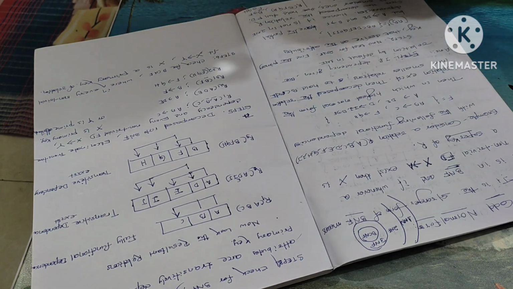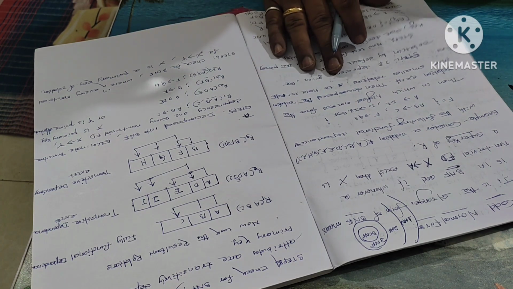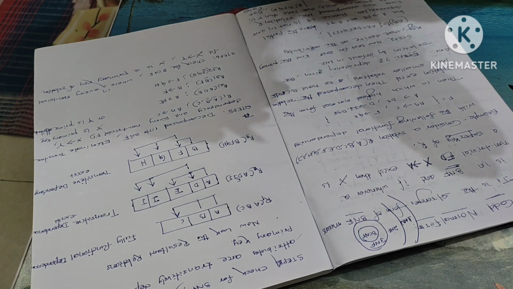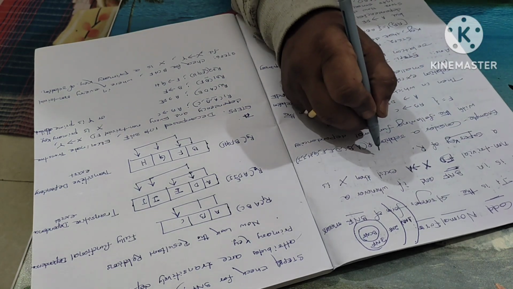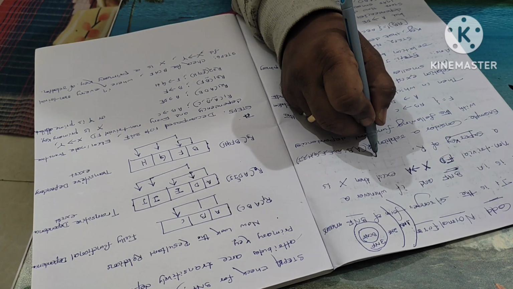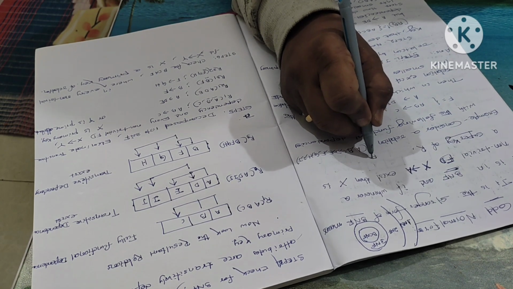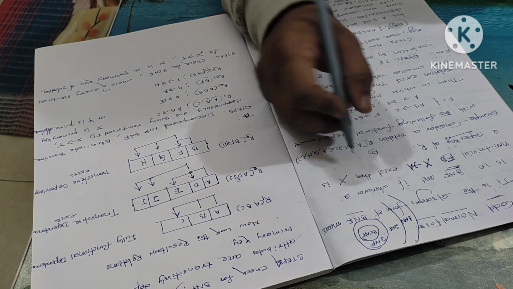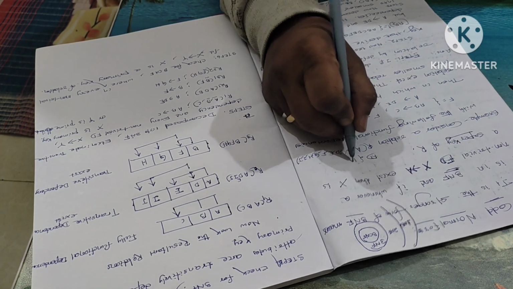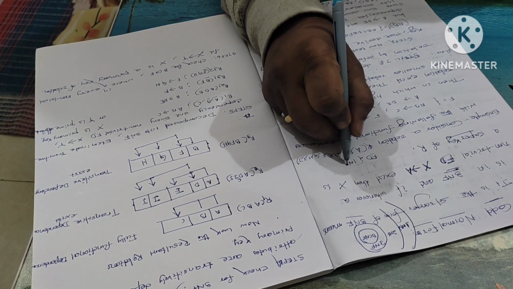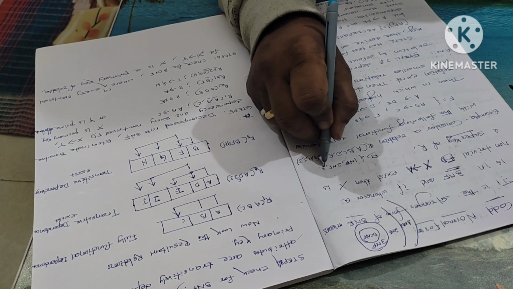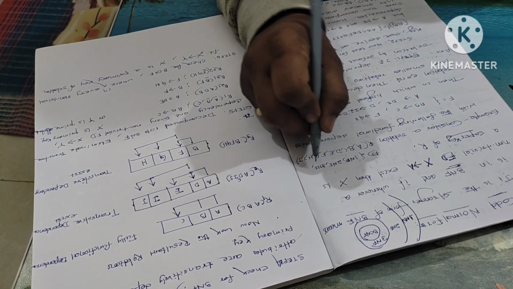So now let us take one example to understand all the normal forms that depend upon the FD. So what are the normal forms that depend upon the FD? These are 1NF, 2NF, 3NF, BCNF.